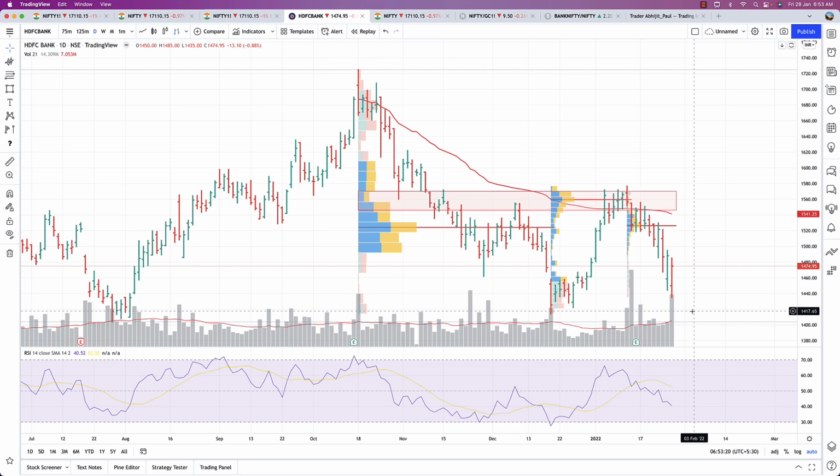All right. So I hope this was useful. This was pending for quite some time. A powerful combination of anchored VWAP, volume profile, and relative strength index.